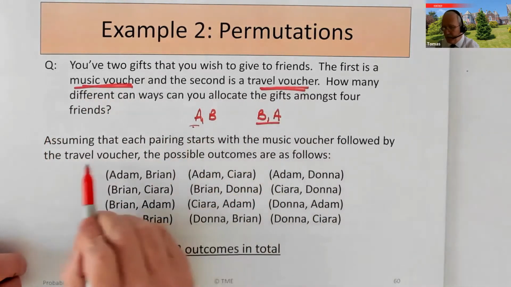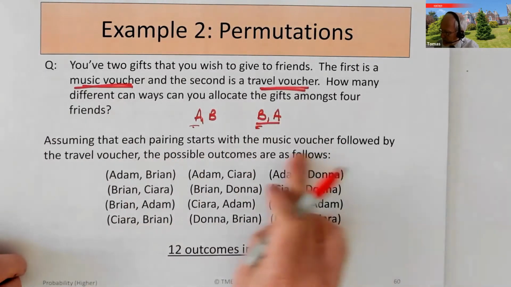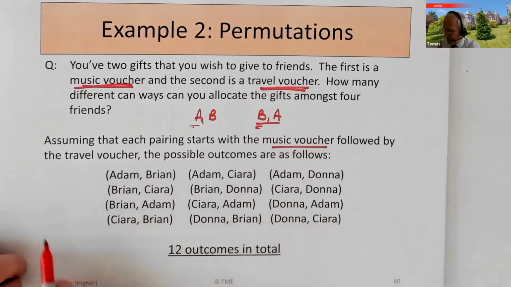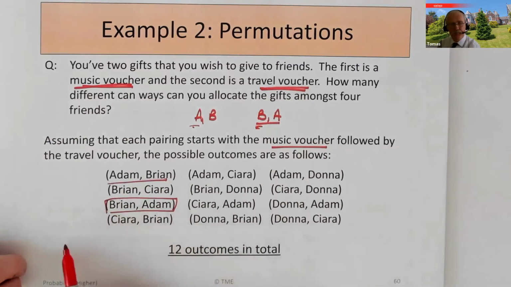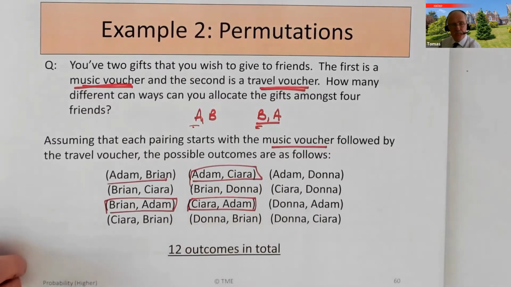In one case, Adam gets it. In the other case, Brian gets it. So assuming that the pairing starts with the music voucher followed by the travel voucher, then Adam and Brian is not the same as Brian and Adam, or Adam and Kira is not the same as Kira and Adam. 1, 2, 3, 4... 12 in total.